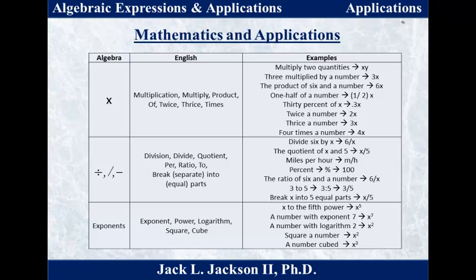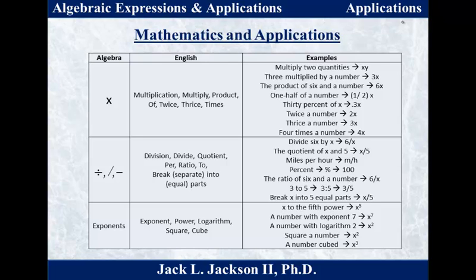So here's some examples. Multiply two quantities, x times y. So one quantity is x, the second quantity is y. Then multiply the two quantities, x times y, or just xy. 3 multiplied by a number, 3 times x. The product of 6 and a number, 6 times x. 1/2 of a number, that's 1/2 times x. x is the number. 30% of x. Well, 30%, the first thing we do is rewrite it as a decimal, so that's 0.3. And then the of is times, and then the x, so it's 0.3 times x. Twice a number, 2x. Thrice a number, 3x. 4 times a number, 4x.